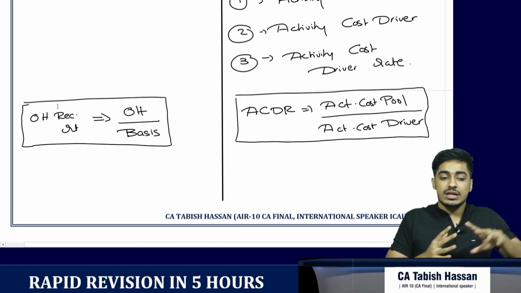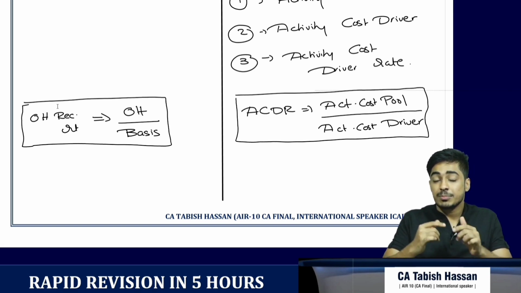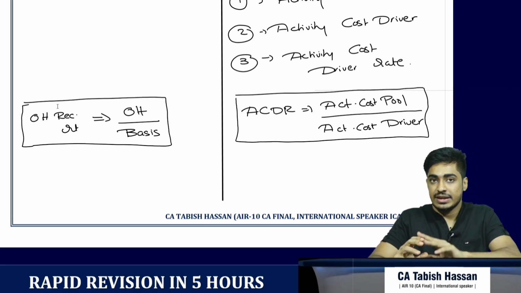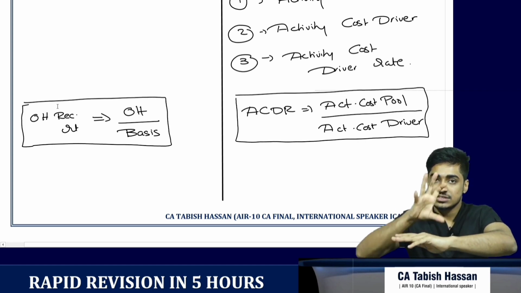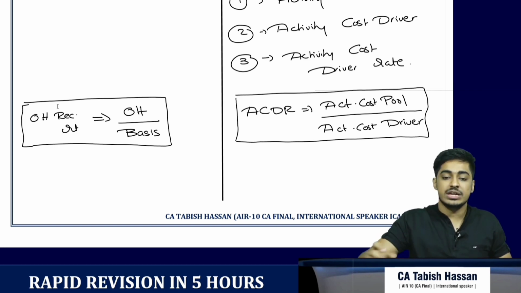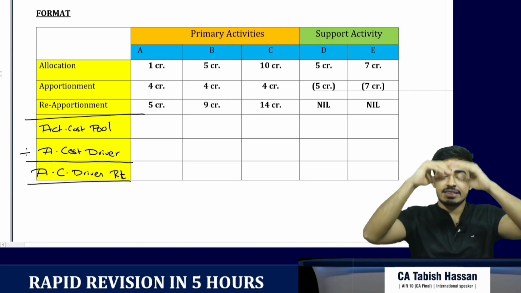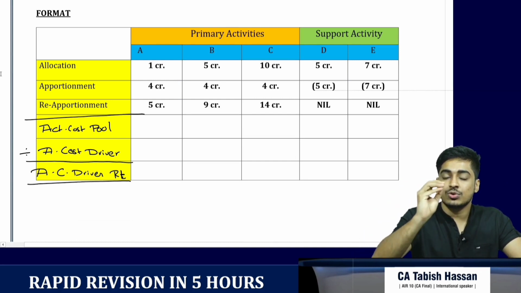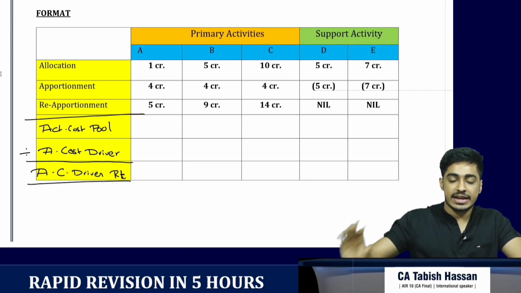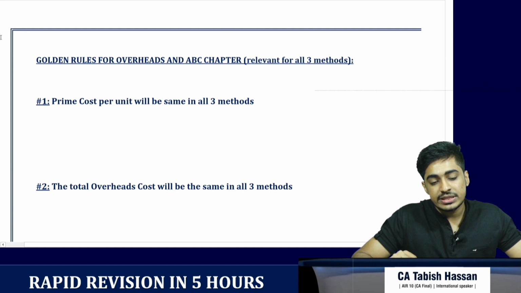Okay, so traditionally, how do we get? Overhead recovery rate is equal to overhead divided by basis. It's the same here in activity based costing, but we are telling different names. So what are we getting? Activity cost driver rate is equal to activity cost pool, that is the total overhead activity wise, divided by activity cost driver, that is the basis for individual activity. Clear? So we have the format. We get the activity cost pool, that is the total overhead activity wise. Then we compare it with the suitable basis, that is we compare it with the activity cost driver. We get the activity cost driver rate. Simple. That's all the chapter is all about.